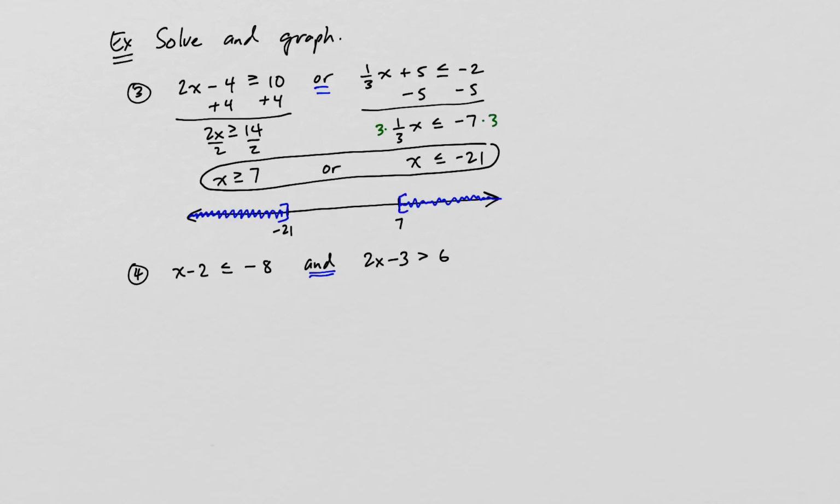And so then in interval notation, the entire set of numbers, and again, you want to describe this coming from left to right. So we're coming from negative infinity up to negative 21, including, or, which means union, we're going from positive 7 up to infinity.